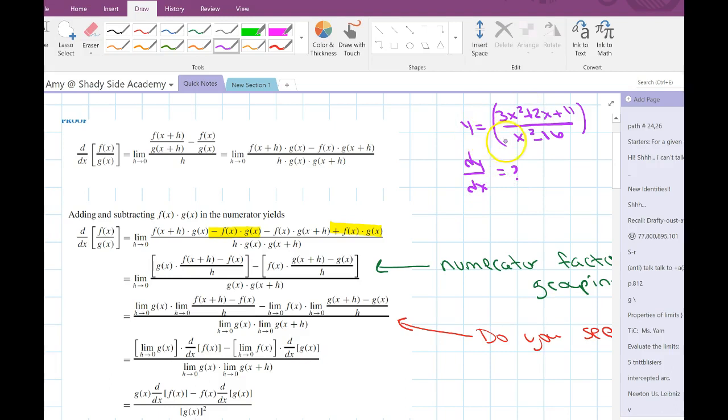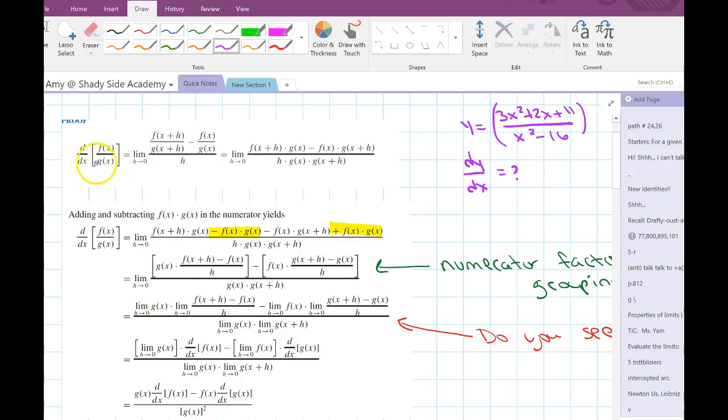If you had this function, you were asked to find dy dx, you would have some difficulty. Now, if there was no negative 16 here, you could do it, because you could take each term divided by x squared, then just use the power rule term by term. But if you have x squared minus 16, you can't do that. So what do? What is the derivative of a quotient? So this right here is saying, what is the derivative with respect to x of f of x over g of x? Now you're going to follow me through.